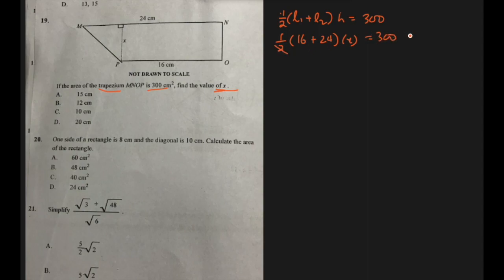So this 2 goes here and multiplies, cross multiply, 16 plus 24 is 40 times x equal to 600. Yeah, so divide both sides by 40. 600 divided by 40 will be 15. That's what I thought.